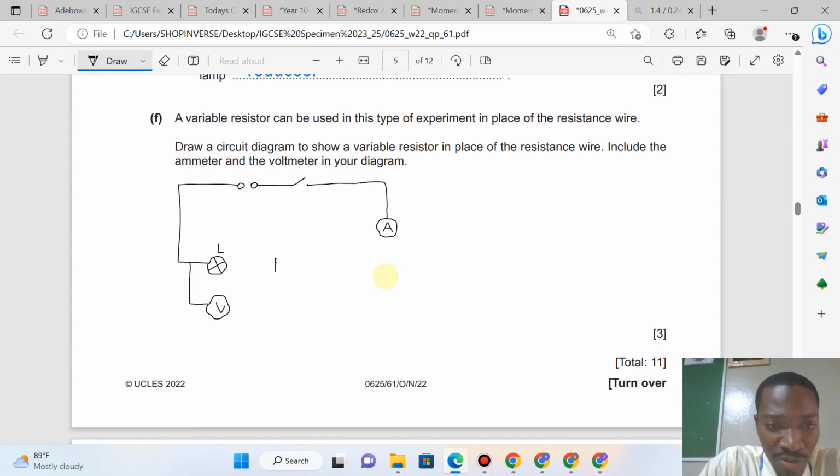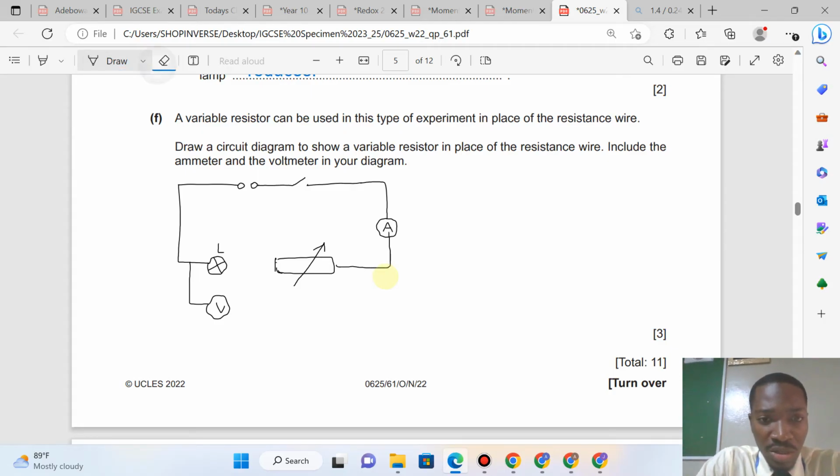So you are replacing it with a variable resistor. So you draw the symbol of a variable resistor here. A variable resistor will have an arrow here to show that you can vary the value of the resistance. So all your connecting wires must be properly drawn. Your connecting wires must make contact. Your circuit must be closed. There must be no open circuit at any point.